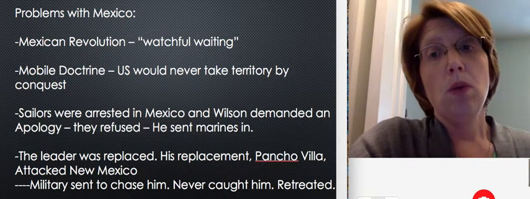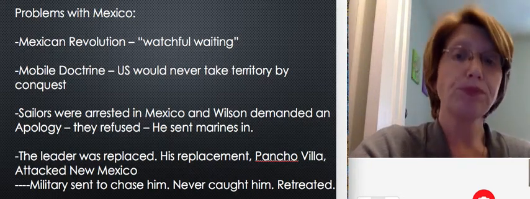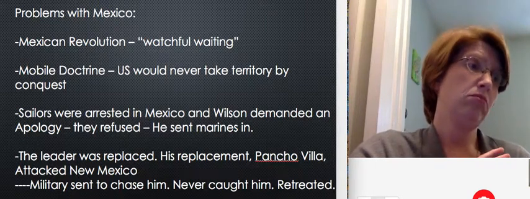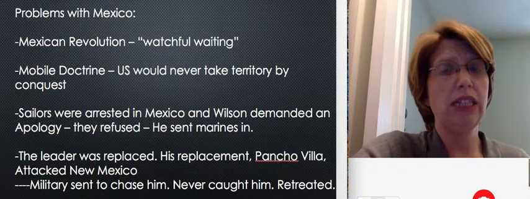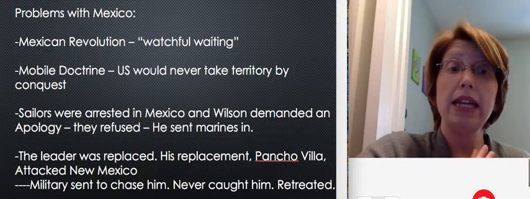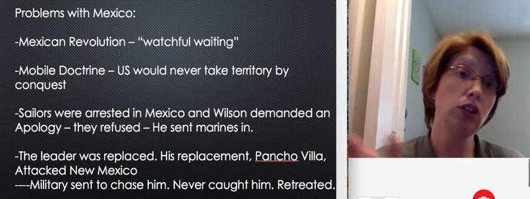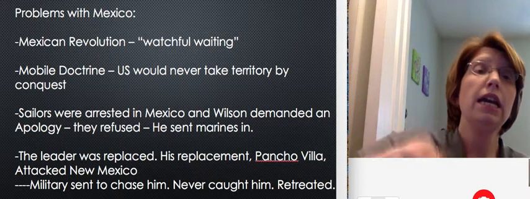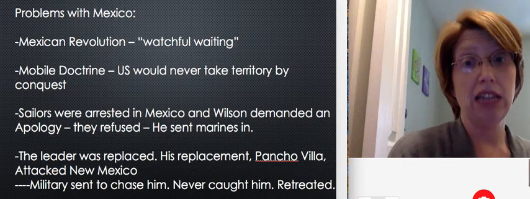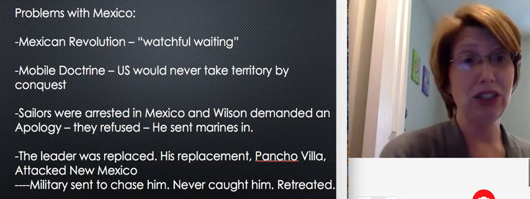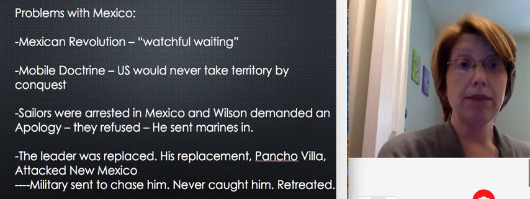Okay? But in the meantime, sailors go down to Mexico. They're arrested. I've heard different things, but most likely there wasn't any really good reason why they were arrested. Wilson demanded an apology and the expression of like a 21 gun salute from their government. You need to give us an apology. And the government said, no. They released the sailors, but they refused to apologize by shooting their cannons off. So he sent the Marines in.